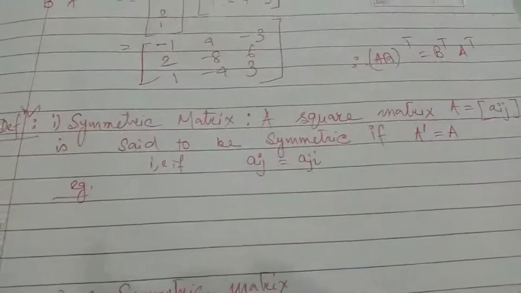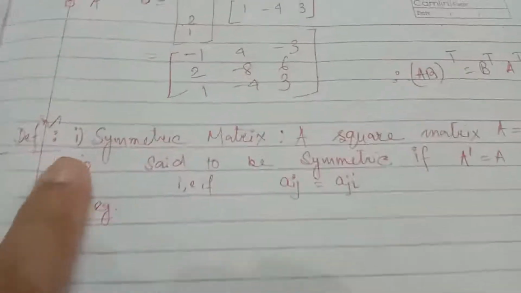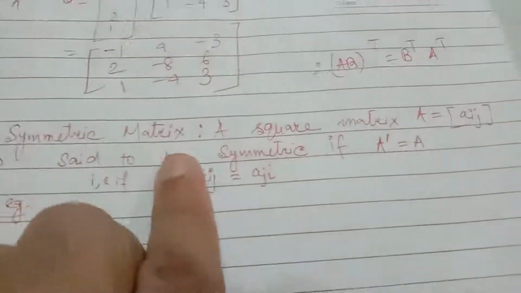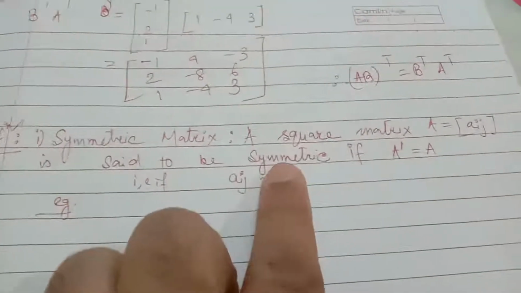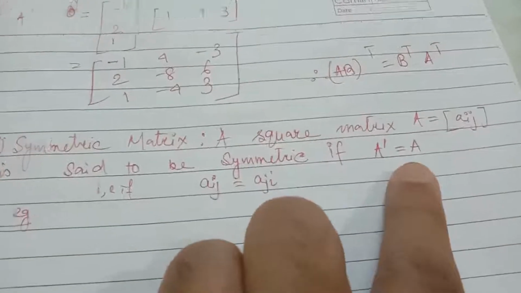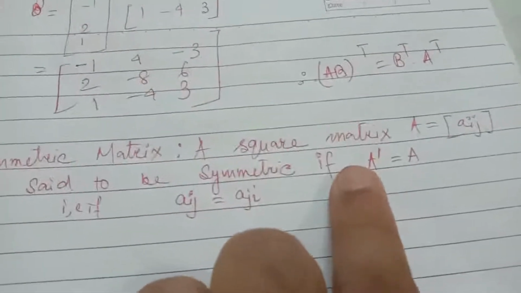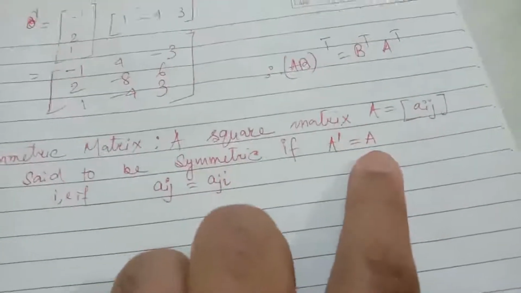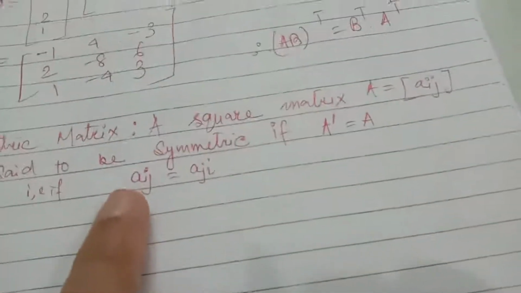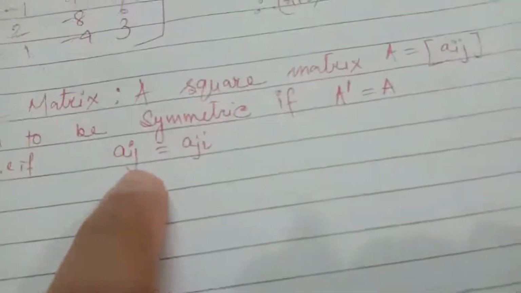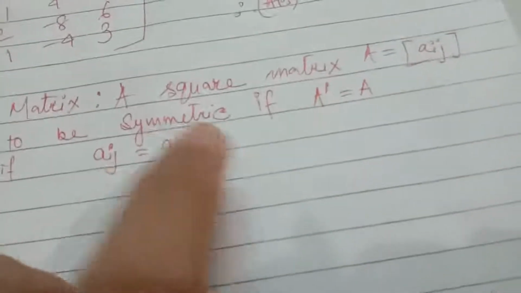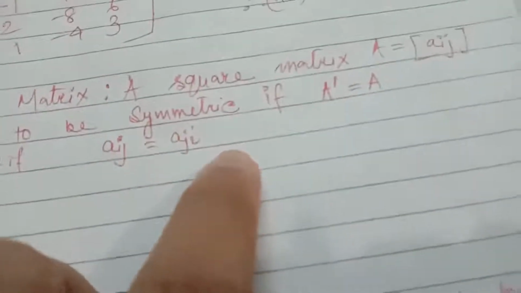Now let us move to another definition. Symmetric matrix. A square matrix A is said to be symmetric if A dash equal to A, if A transpose and A are equal. That is, if the element in the ith row, jth column, the ijth position, is equal to the element in the jth row and ith column.